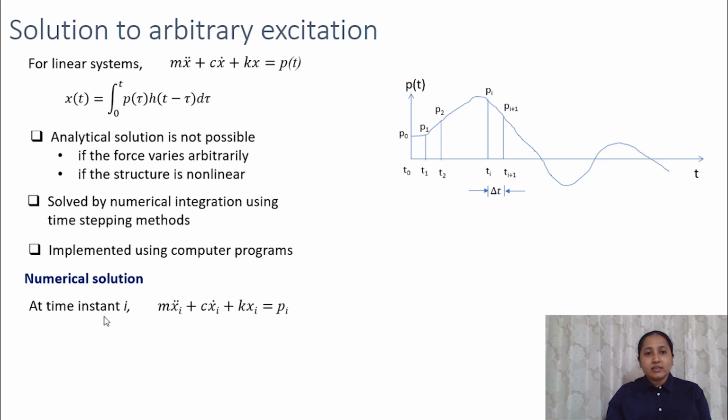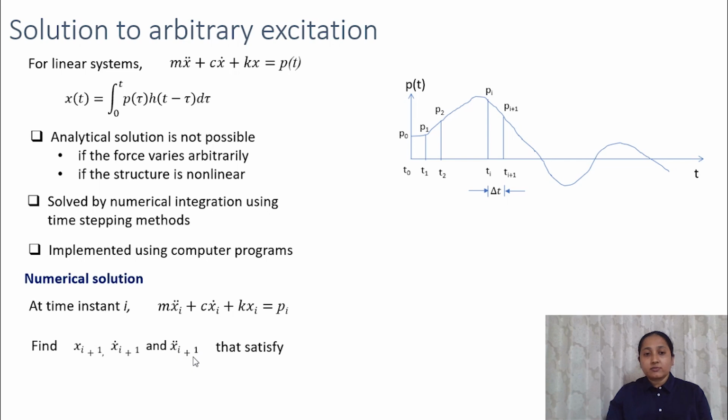At any time instant i, we can rewrite this equation of motion as m x double dot i plus c x dot i plus k x i is equal to P_i. At each instant, we can rewrite this equation with respect to the displacement, velocity and acceleration at that instant i, and using the force at that instant i. You can solve this equation to get x_i.